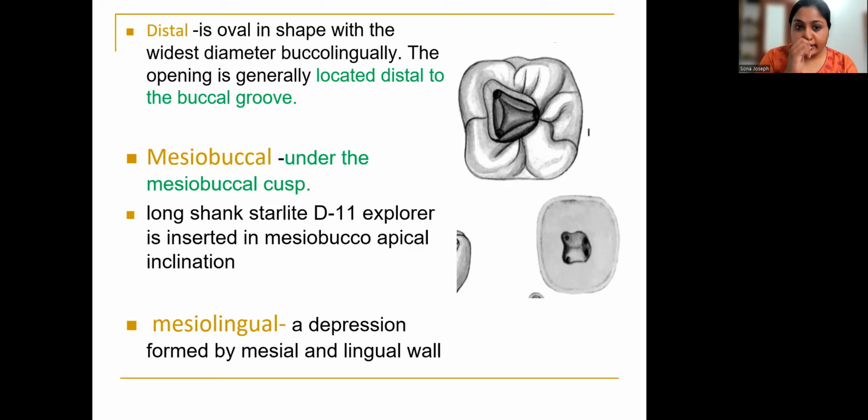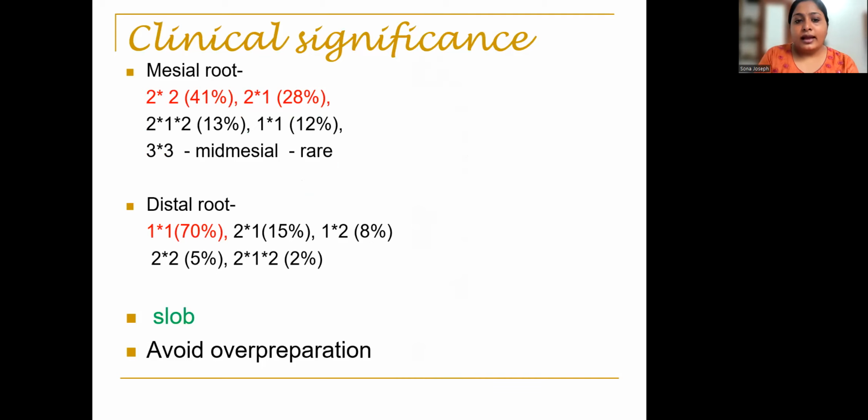Mesiobuccal is right under the mesiobuccal cusp, and mesiolingual is present in a depression formed by the mesial and lingual wall, or slightly lingual to the central groove. In the mesial root, 2 separate canals with 2 exits is the most common configuration, or they can join together. In the distal root, it is usually 1 canal exiting as one foramen. We can also see 2 canals exiting in 2 foramina, or 2 canals which join together to exit as one foramen. These variations occur. The most common ones are highlighted in the slide.